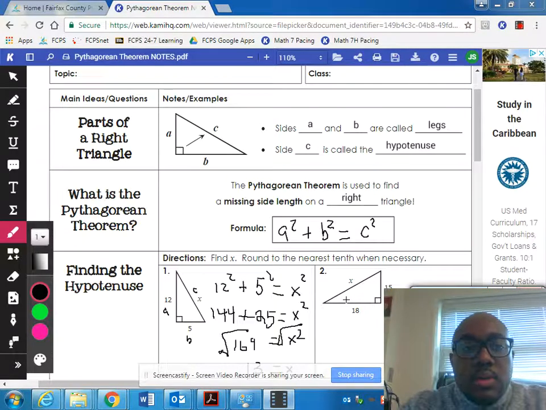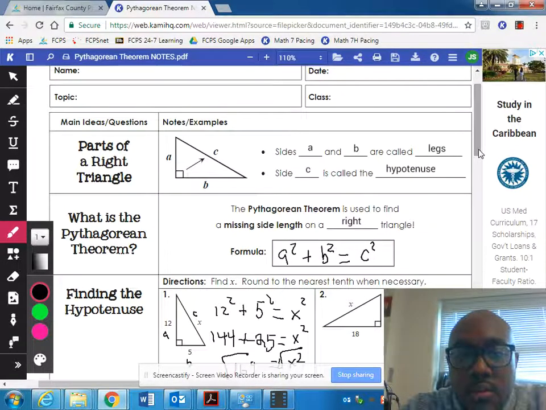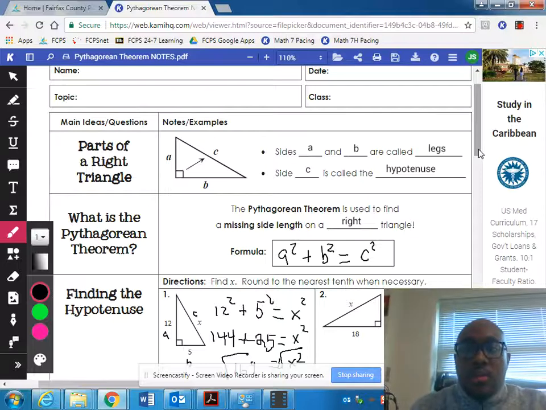Let's roll. So today we're talking about the Pythagorean theorem. In both classes, you guys did some discovery activities, and hopefully you saw exactly how the Pythagorean theorem works. But if you did not, this should clear up any misconceptions that you might have.